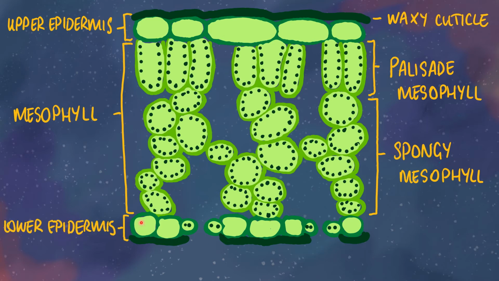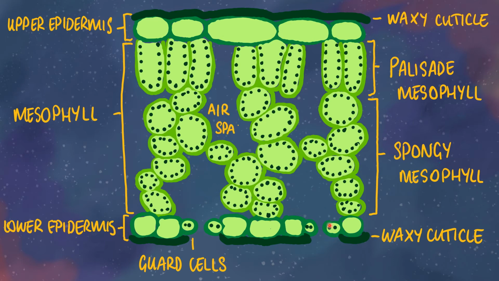Okay, and then at the bottom we have some thin cells again and another cuticle, that is the lower epidermis. And we have another waxy cuticle across the bottom. Okay, these here, either side of the stomata, those are the guard cells, same as these two over here. We have air spaces all in between. And then we have the stoma.